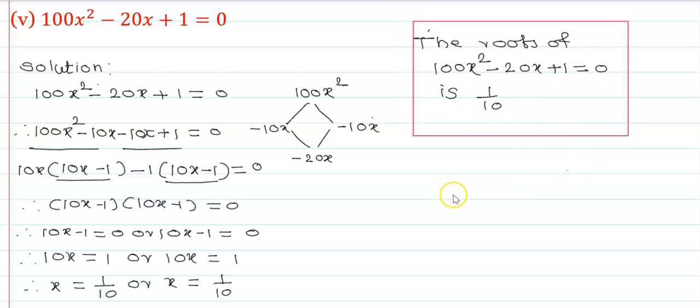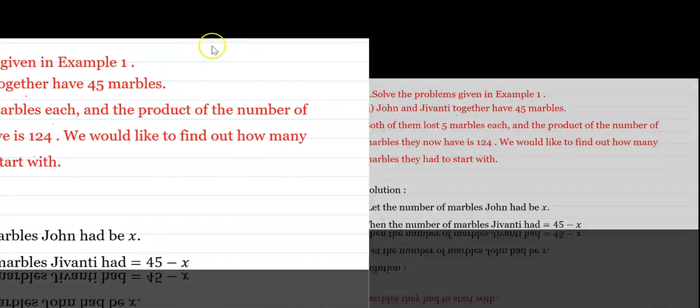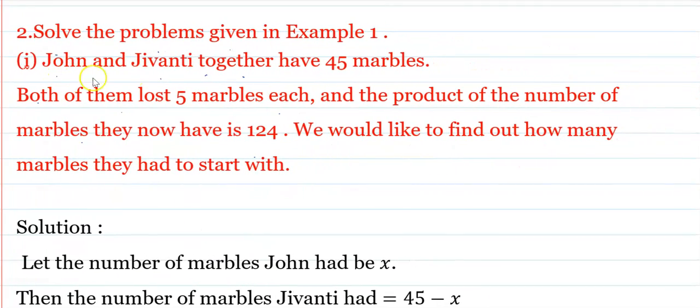You can see this. Now we'll start the word problem. Solve the problems given in example 1. John and Jivanti together have 45 marbles. Both of them lost 5 marbles each, and the product of the number of marbles they now have is 124. We would like to find out how many marbles they had to start with.